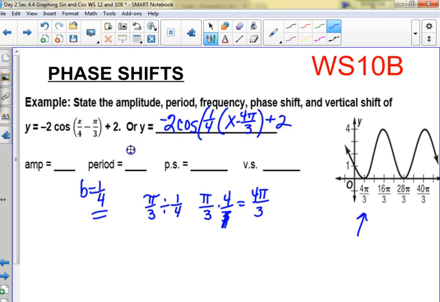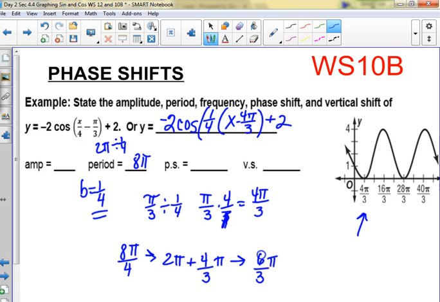What's the period, guys? It's 2 pi divided by 1/4. The B was 1/4, so it's 8 pi. Okay, 8 pi divided by 4 to get quarter points was 2 pi, which they added on to 4/3 over and over again. Okay, so if I were a fraction genius, I would know that 2 pi is really 6/3. Everybody good? And we're adding it on to 4/3. So 6 and 4 is 10/3.